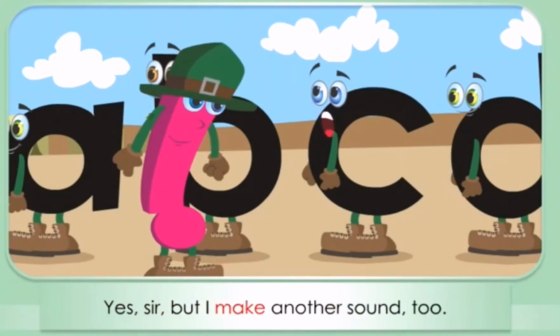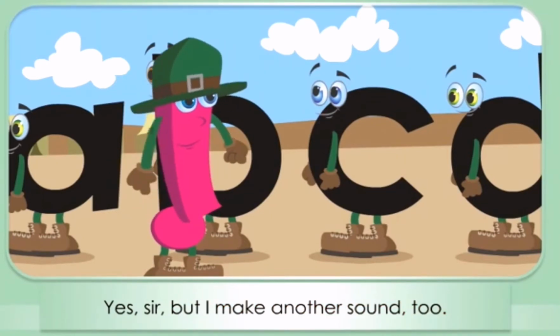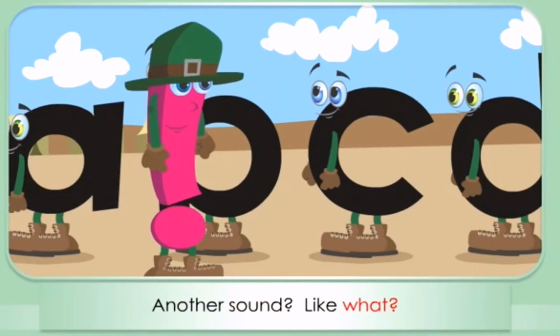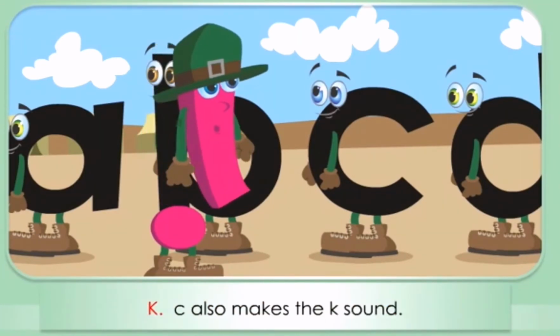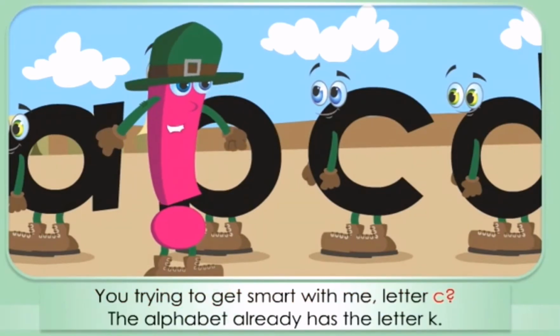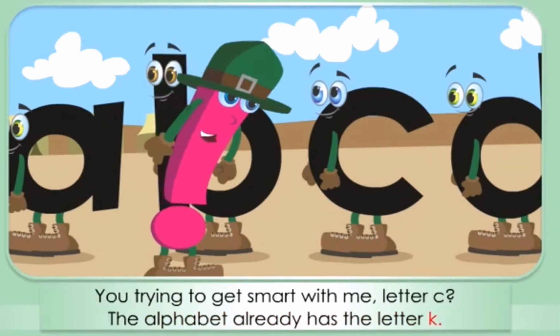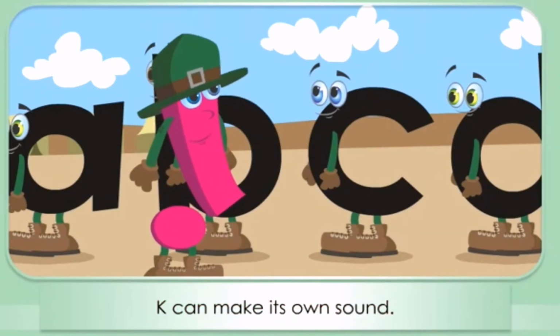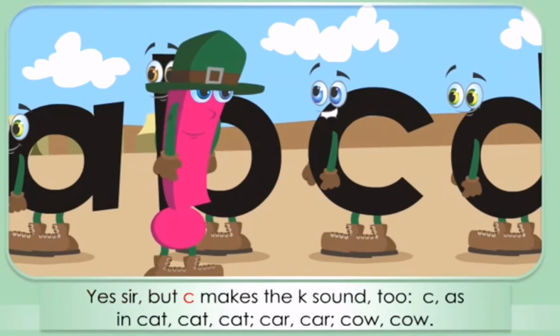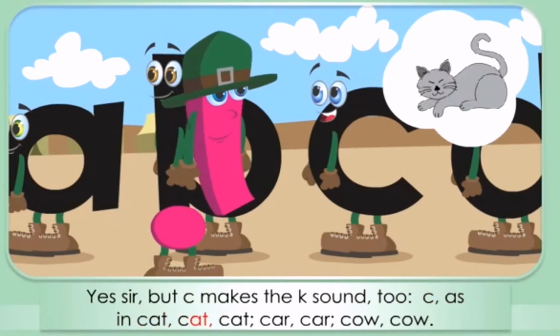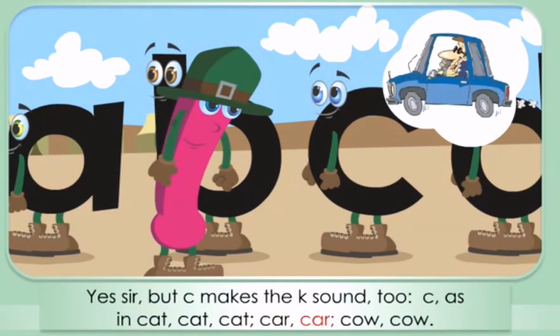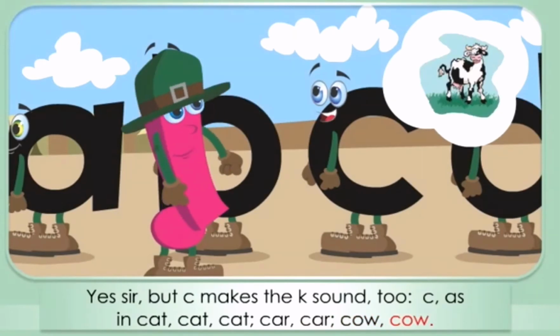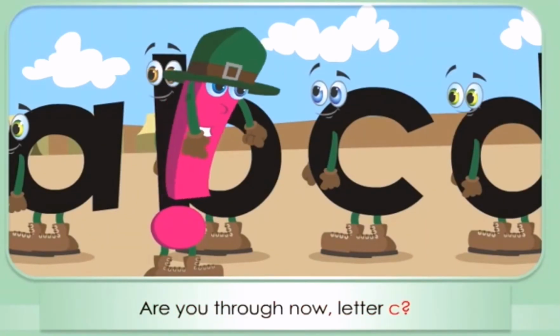Yes, sir, but I make another sound too. Another sound? Like what? K. C also makes the K sound. You trying to get smart with me, letter C? The alphabet already has the letter K. K can make its own sound. Yes, sir, but C makes the K sound too. K, as in cat. K-at, cat. K-ar, car. K-ow, cow. Are you through now, letter C?